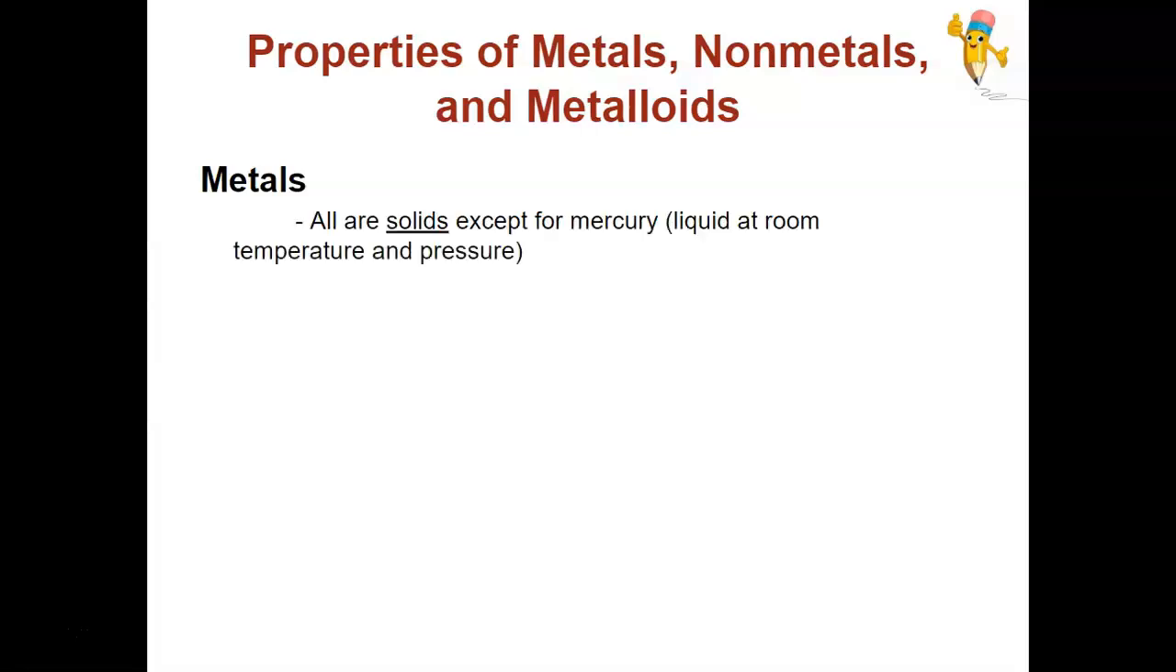Your metals are solid at room temperature except for one, which is mercury. That's usually what's found in thermometers. That's why if you break a thermometer in my class, you have to tell me, because mercury is very, very poisonous. And we don't want you getting sick because you know Miss B doesn't like paperwork. So all are solid except for mercury. They're really good conductors of electricity and heat.